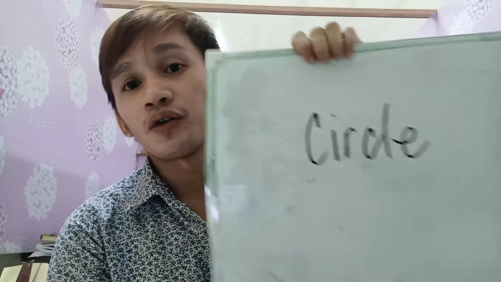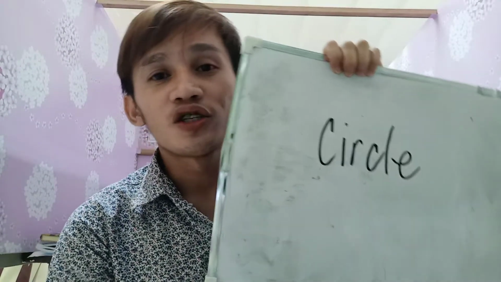So for today's video, we are going to talk about circles. Before anything else, let us first define what a circle is. We define a circle as a set of points that are equidistant to a fixed point, which is called the center. One of the best examples of a circle is a ring, the edge of a coin, and the edge of this electric fan is also a circle.